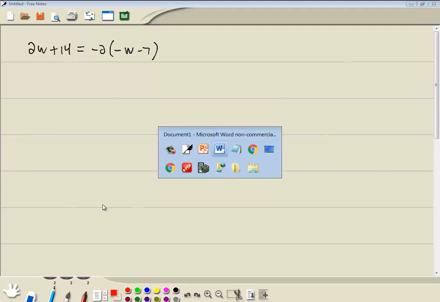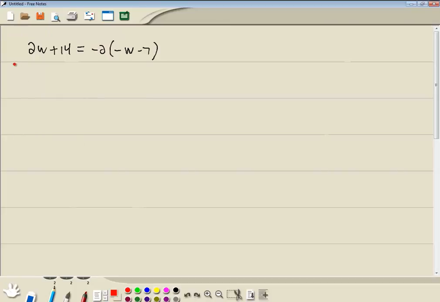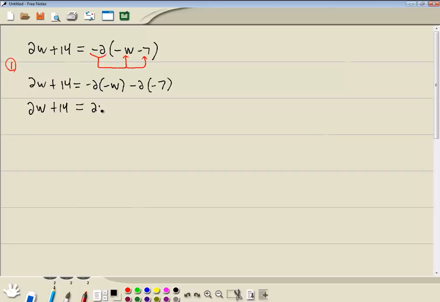Okay, so step 1, get rid of parentheses. And we'll use the distributive property. So I'm going to take negative 2 and multiply it times the negative w and times the negative 7. So we've got 2w plus 14 is equal to negative 2 times negative w and negative 2 times negative 7. Negative 2 times negative w gives us a positive 2w. Negative 2 times negative 7 is 14.